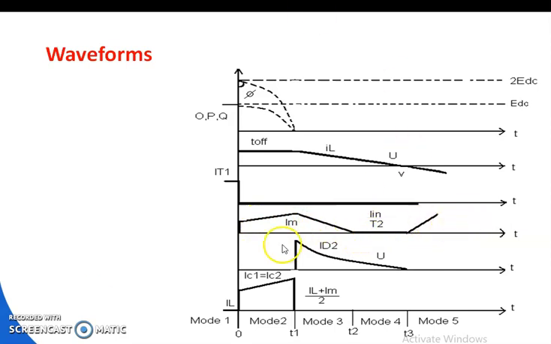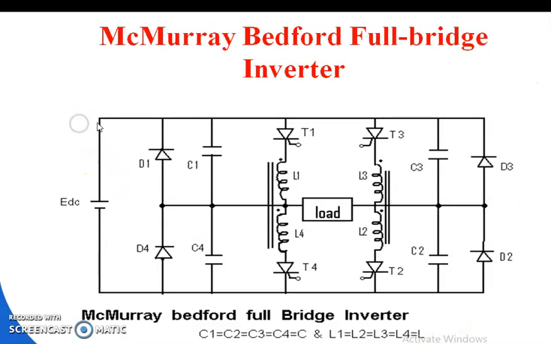This one is IL, that is the load current, whose value is initially 0, increases and finally reaches the maximum value and again 0. This one is the mode number 2 period. In mode number 3, the current value is IL plus IM by 2 at the instant of T2. Similarly, mode 4 and mode 5 operation will be continued.